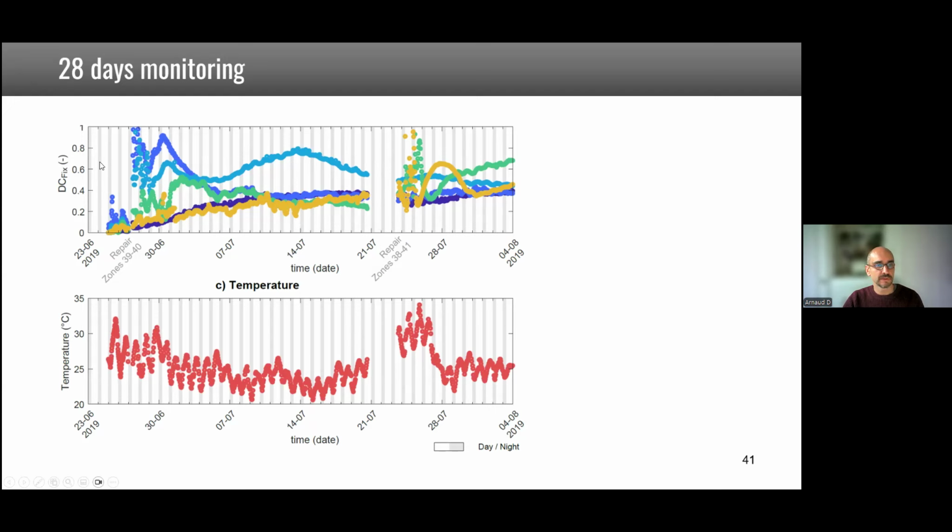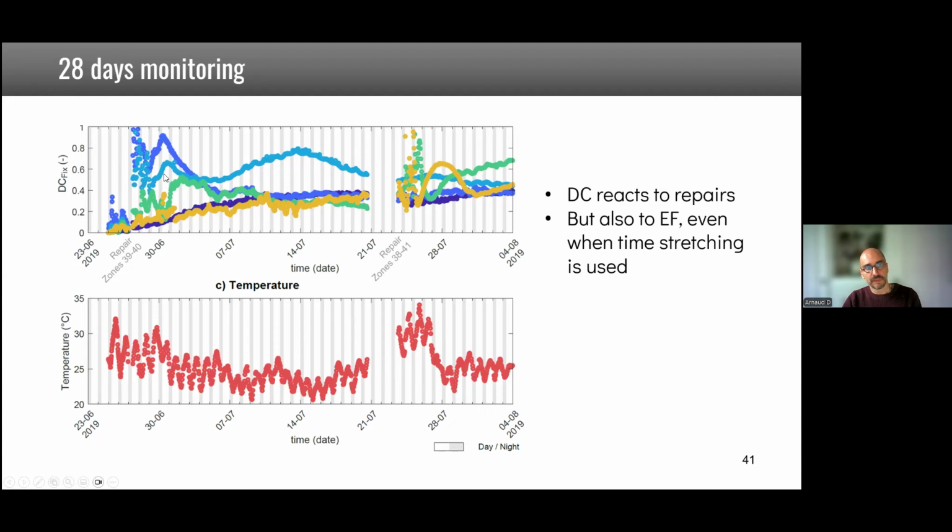But this is representing our decorrelation coefficient. So you see that the wave is quite decorrelated. You see this is increasing. And you can see in the DC that there was some repair here at that point. So you see it reacts to the repair. But it also reacts to environmental factors, because you really see these waves here. They are related to the change of daily temperature. And maybe this wave here is related to this kind of trend like this. Okay, so it's reacting to both.